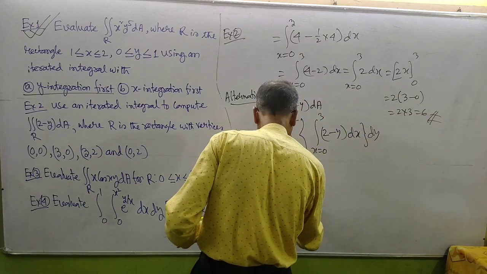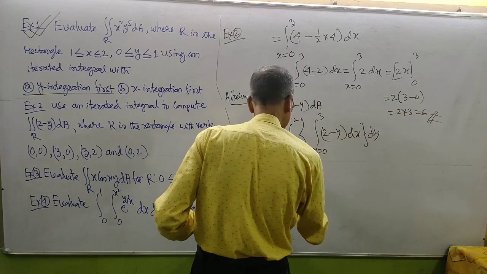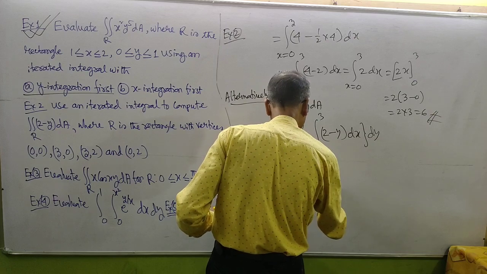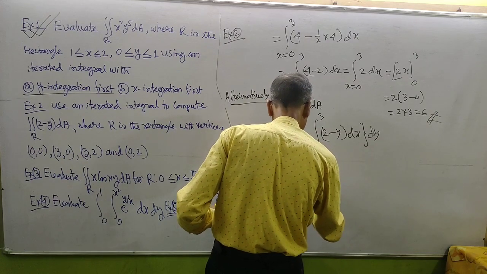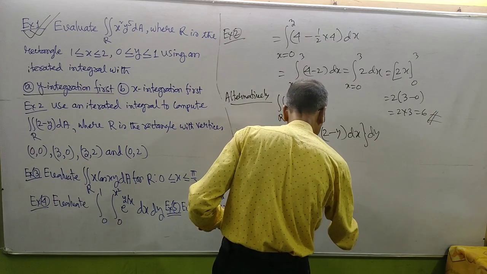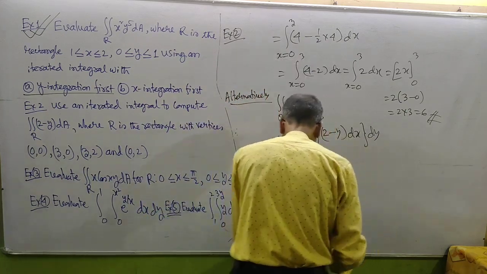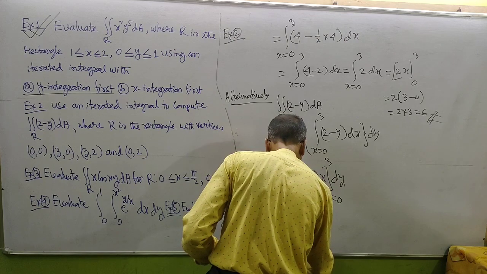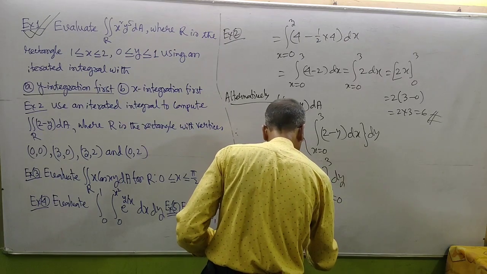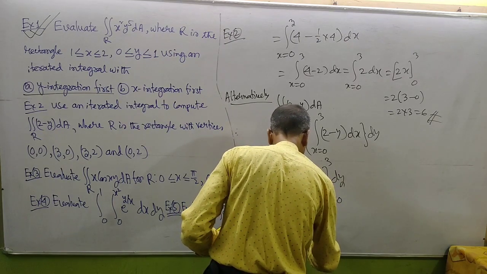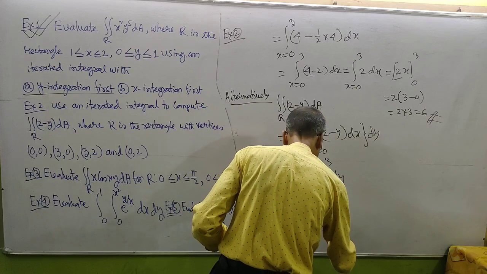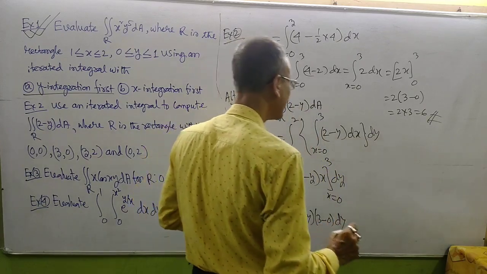This is equal to the integral for y equal to 0 to 2 of 2 minus y times x, with x equal to 0 to 3, dy. This is equal to the integral for y equal to 0 to 2 of 2 minus y times 3 minus 0, dy. You may write it like this.